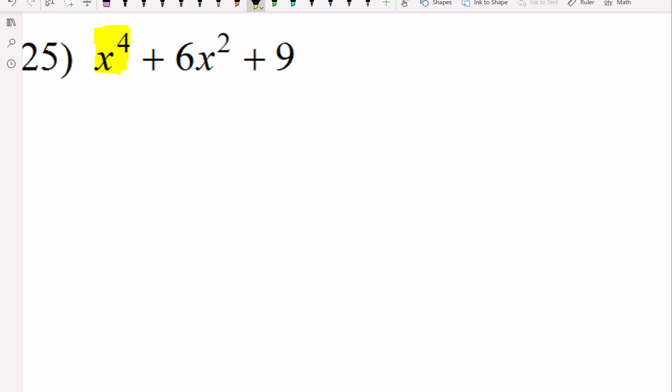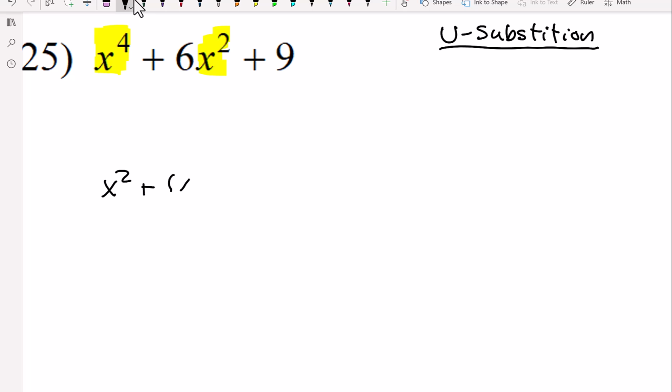This leading term is x to the fourth. Then you've got an x squared, and then you've got a constant. So there's this one method. It's called the U-Substitution. The U-Substitution method. What that tells us, because we normally see x squared, normally we'd see this as x squared plus 6x plus 9, a regular quadratic, and we know what to do there. So we're going to work with that.